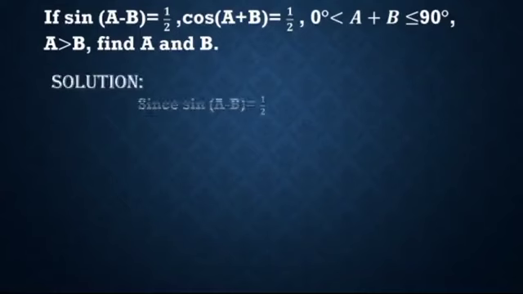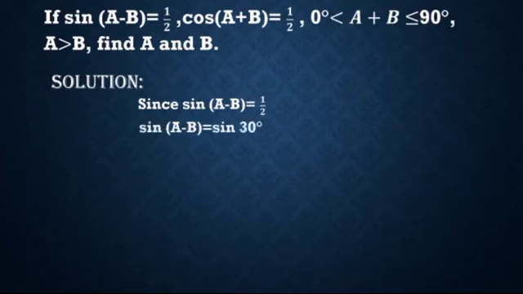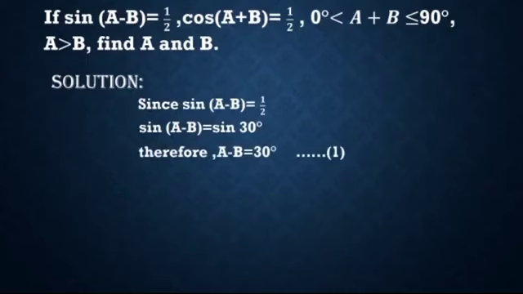Since sin(A minus B) equals 1 by 2, but in trigonometric sine ratios 1 by 2 is sine 30 degrees, so sin(A minus B) is equal to sine 30 degrees. Therefore, A minus B is equal to 30 degrees. This is the first equation.